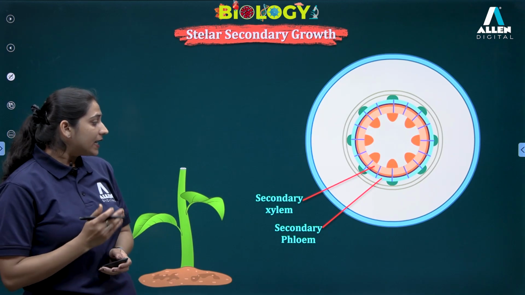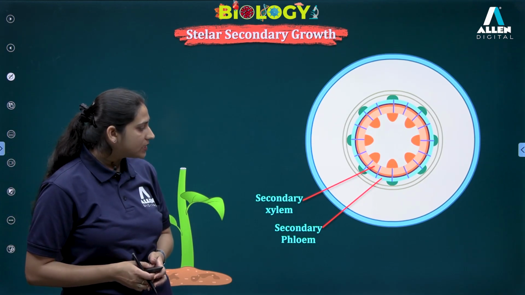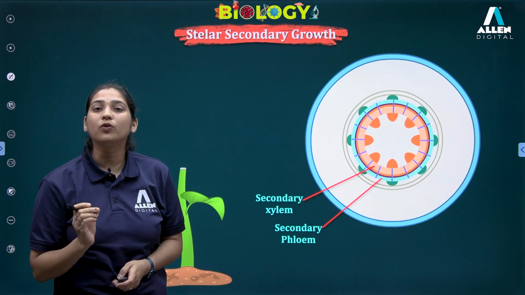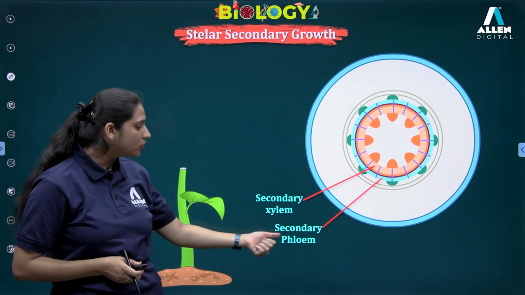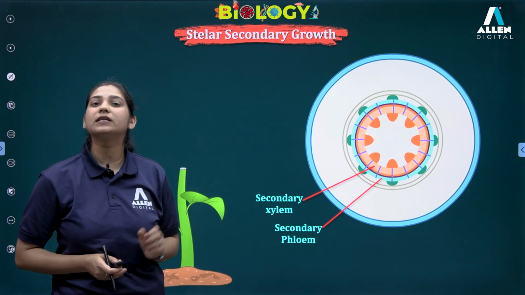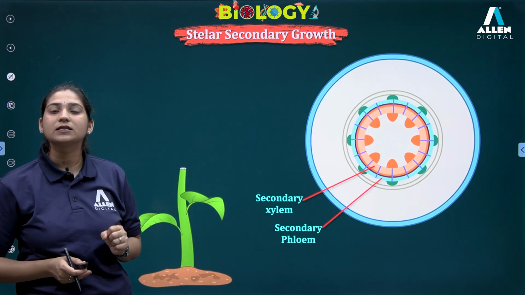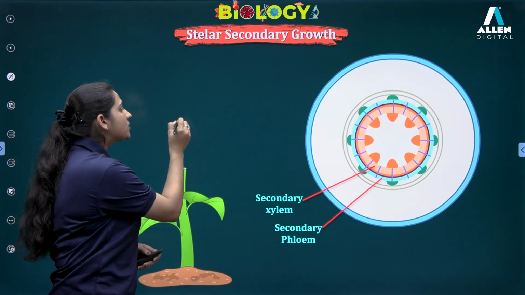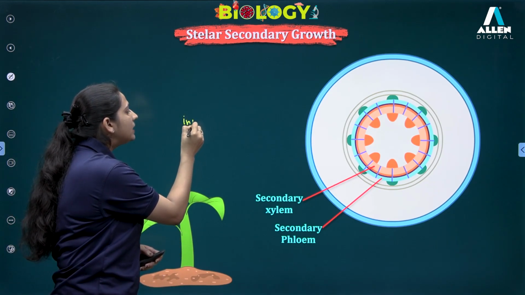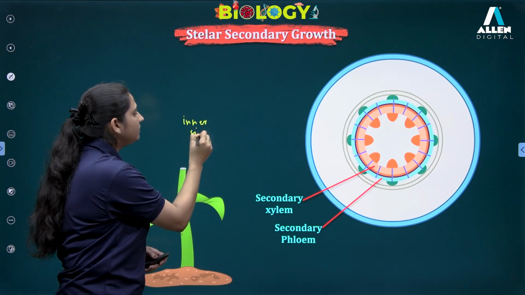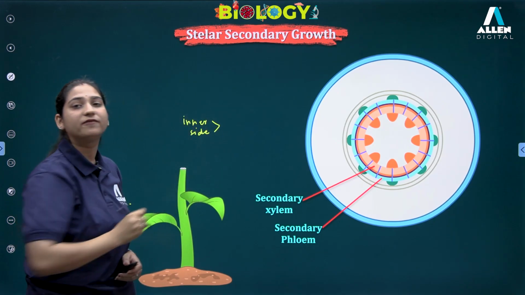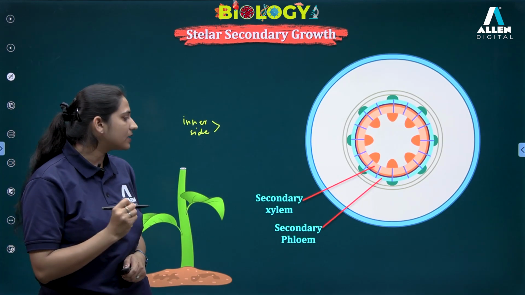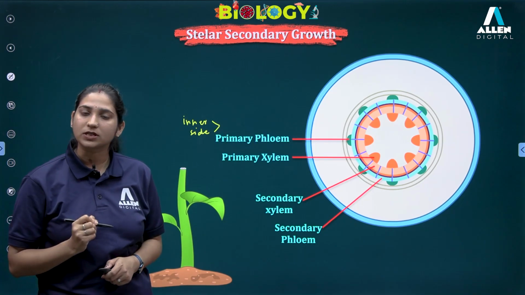Now, you can see that the amount of secondary xylem is more as compared to the amount of secondary phloem. What is the reason for this? The reason is that the activity of vascular cambium is more on the inner side as compared to that on the outer side.